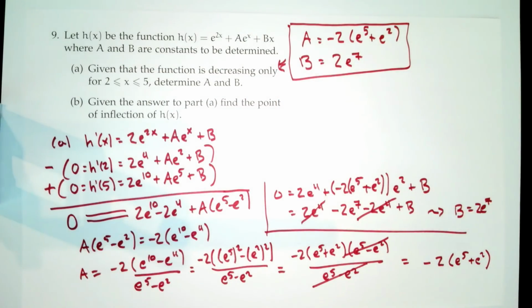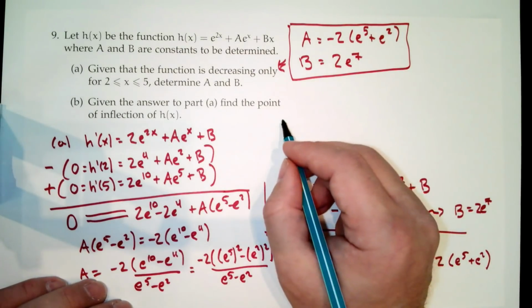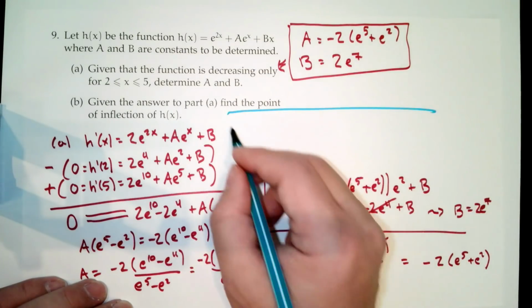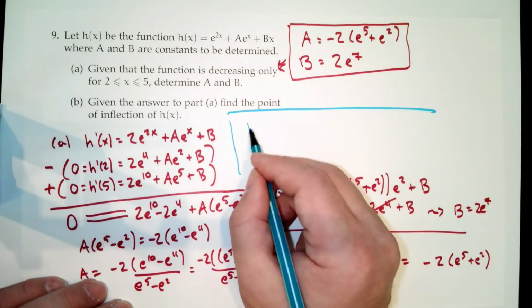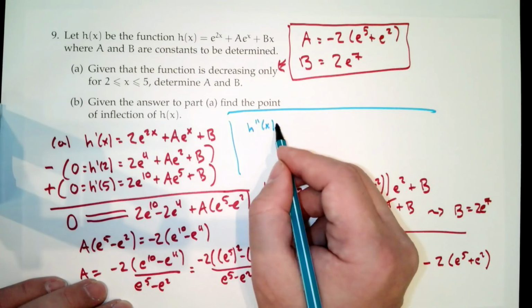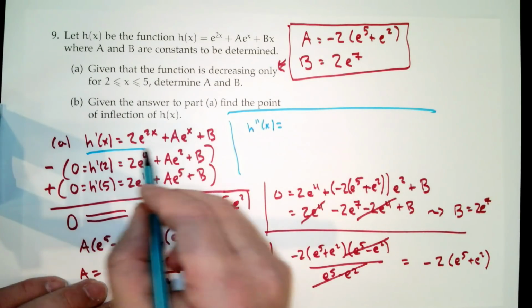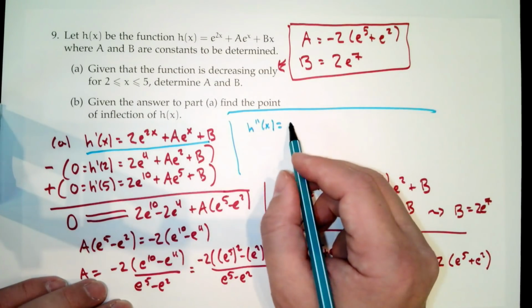Now, we also have a second part. So, given the answer to what we just solved, find the point of inflection. Well, how do you find an inflection point? Second derivative. Okay, so let's look at the second derivative. So I'm going to save that space here. H double prime of x. So I can actually just come here into this expression. What would that be?